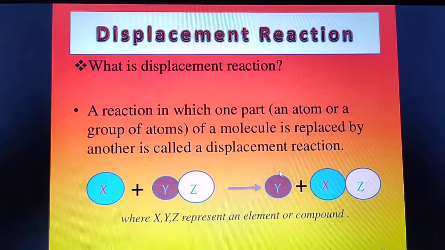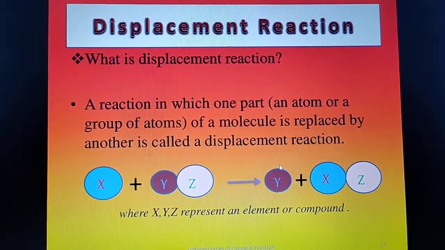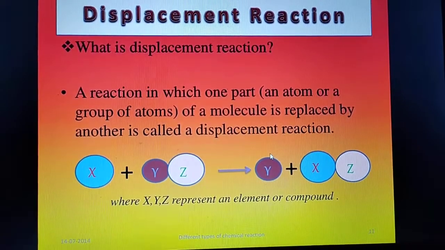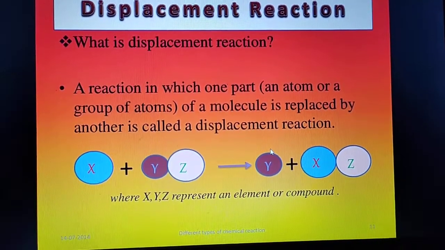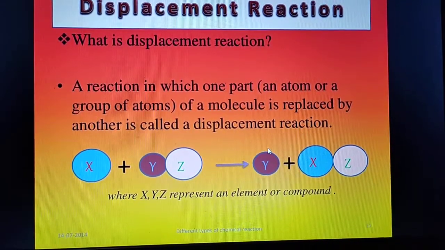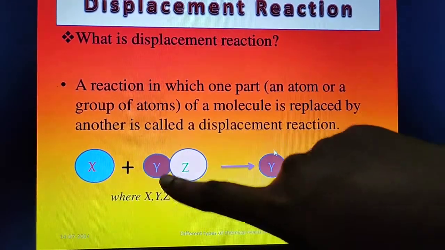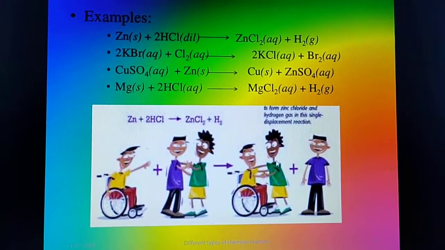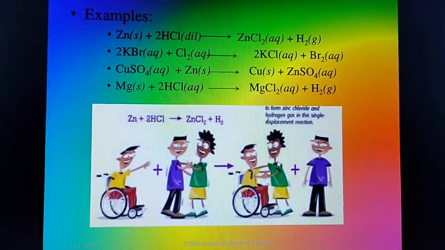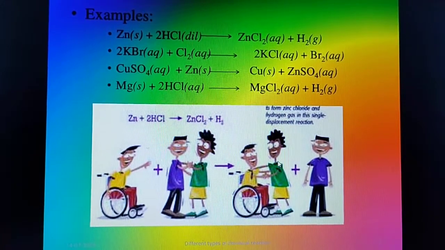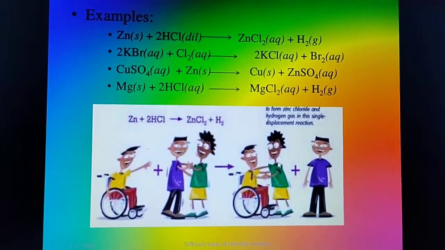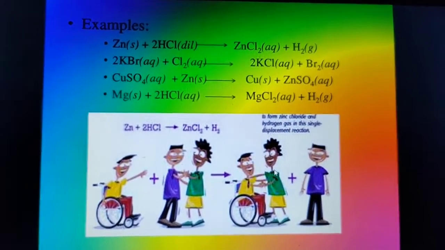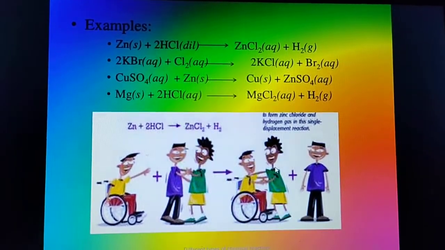Okay. The third reaction is displacement reaction. So displacement reaction is what? A reaction in which one part of a molecule is replaced by another is called a displacement reaction. So you see the example, X plus YZ. X will replace Y here, giving XZ plus Y. See the example, Zn plus HCl gives out ZnCl2 plus H2. So this zinc will replace hydrogen from HCl. So it forms ZnCl2 plus H2. This is displacement.